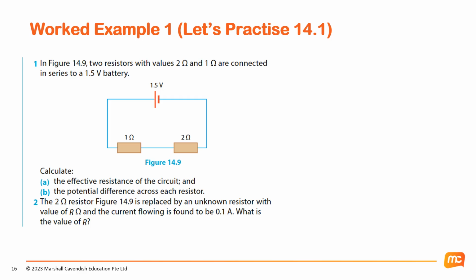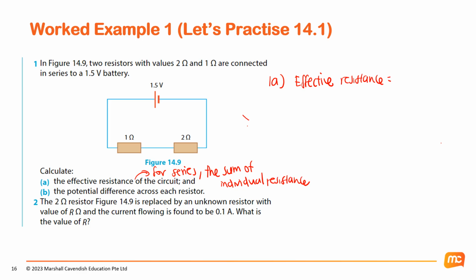Okay, so let's use a worked example to illustrate this concept. Now I'm given two resistors with the values 1 ohm and 2 ohms connected to a 1.5 volt battery. Calculate the effective resistance. So effective resistance in this case for a series circuit will just be the sum of the individual resistors. So effective resistance will just be, for series, 1 plus 2, 3 ohms.